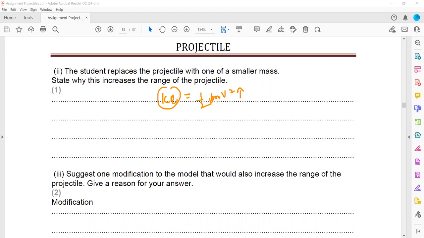Or you can also mention that a smaller mass will have a lower air resistance, and as a result, it will also travel a greater distance. So the same kinetic energy for a small mass means the speed increases, the launching speed increases. So as a result, it will have a greater initial speed. That's why the range increases.